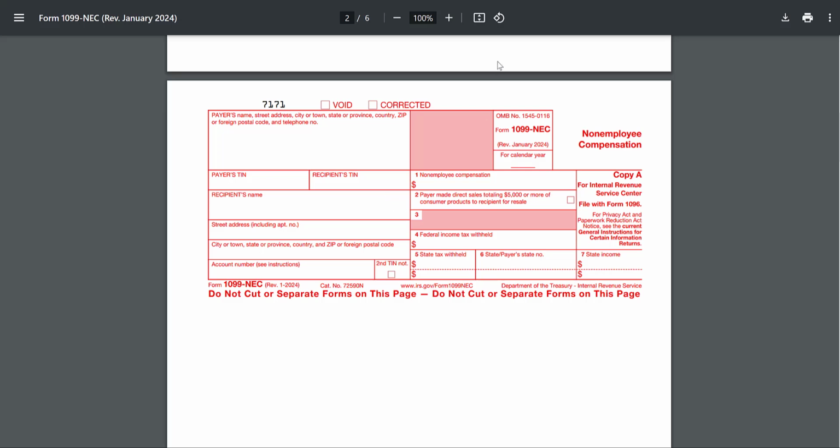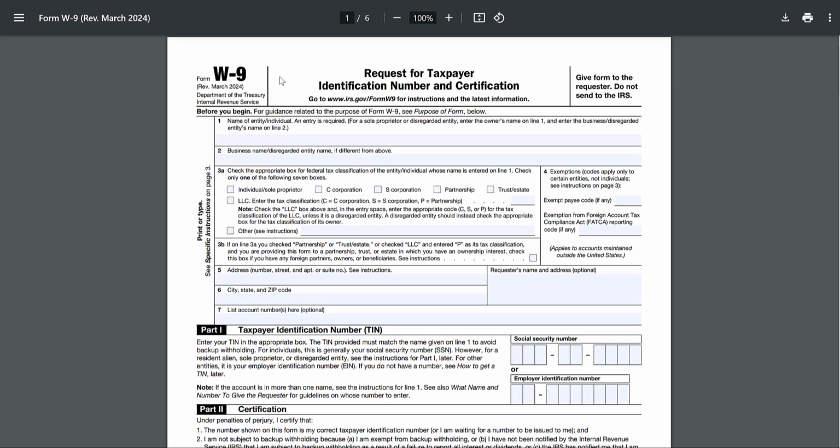You request that information via Form W-9, the request for taxpayer identification number and certification. This is really important that you get this before you have paid that individual or that business $600. It's really important that you collect this information. So what's going to happen is they're going to fill out their name of the entity or the individual. They're going to fill out the business name, and then they're going to tell you how they're taxed.